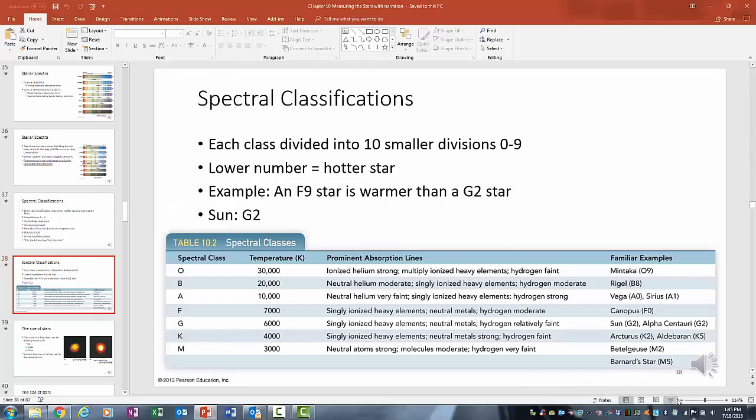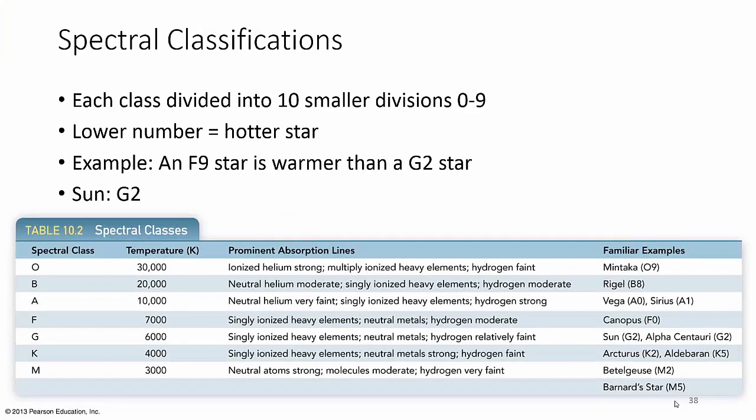Now each of these is subdivided into 10 divisions from 0 through 9. Okay, so the lower the number, the hotter the star. So an F9 star is warmer than a G2 star. Well, Fine Guy, Girl, right? So F comes before G, so it's hotter. Even though the 9 is higher than the 2, it's still got that first category. Now, we are a G2 star. By we, I mean the sun is a G2 star.